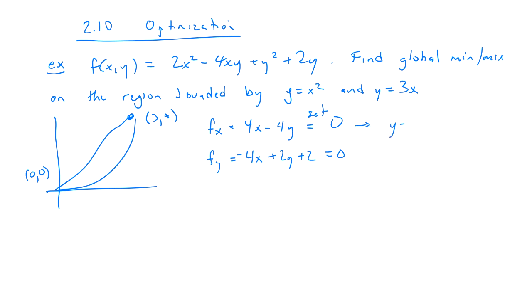Because the only way that's true is if y is equal to x. And if I plug that into the second equation, I get, whichever way I want to do it, negative 2x plus 2 is equal to 0. So x is equal to 1. So we get the 1 critical point 1, 1.